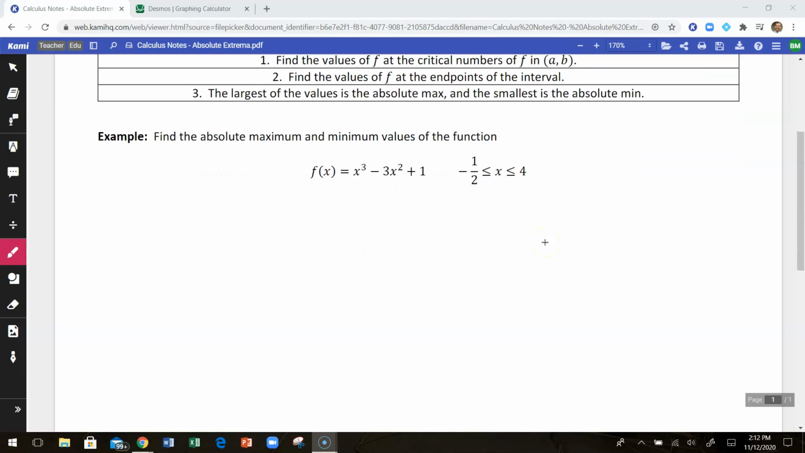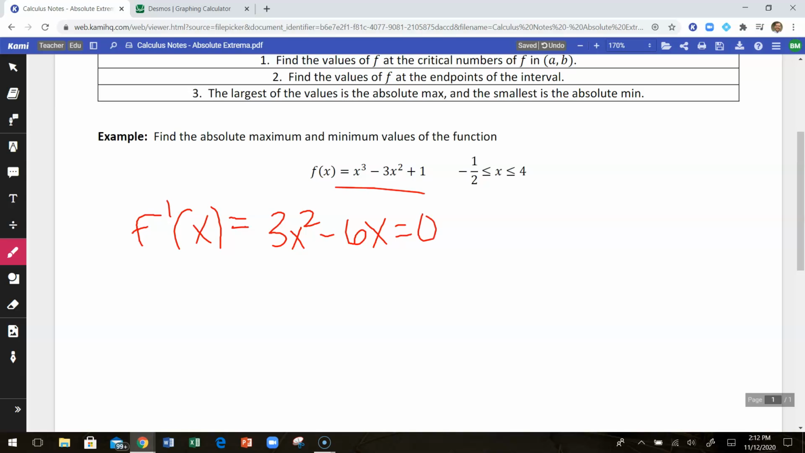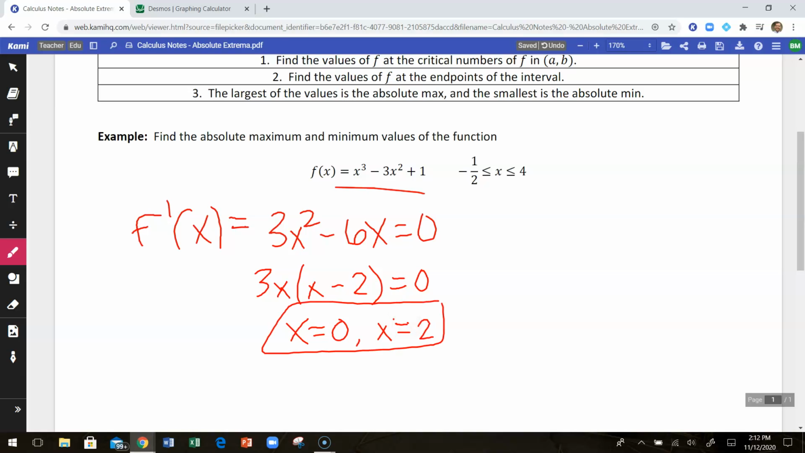So the first thing I'm going to do is find the critical numbers of this function. So we have f prime of x is equal to 3x squared minus 6x. I want to set that equal to 0 to find my critical numbers. And so if I factor out a 3x, I'm going to have x minus 2, and that gives me critical numbers at x equals 0 and at x equals 2. So here are my critical numbers.